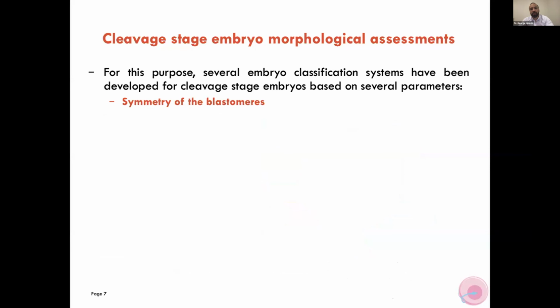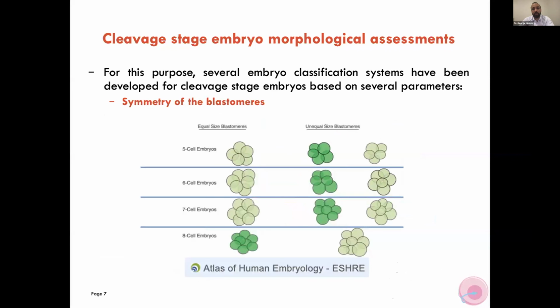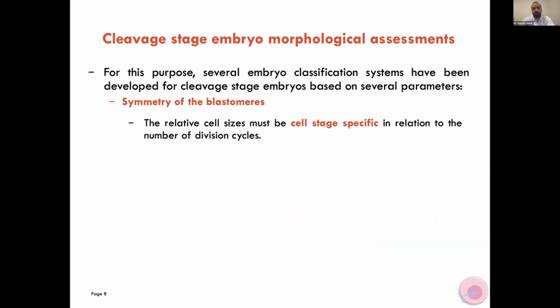The symmetry of blastomeres is also an important parameter. And when we're talking about symmetry, first of all, we have to talk about whether the cells are equal size. And we can see on the left side here, equal size blastomeres between 5 and 8 cells. And on the right-hand side, we can see unequal size blastomeres. But that's not the only thing we look at when it comes to symmetry. Other than equal and unequal, we have to also look whether those relative cell sizes are cell stage specific in relation to the number of division cycles.